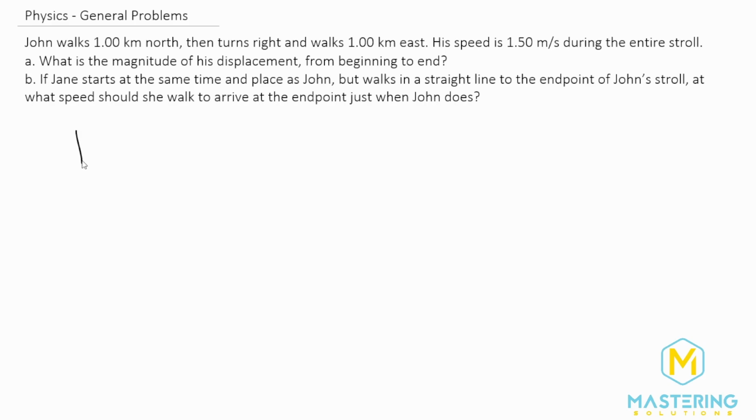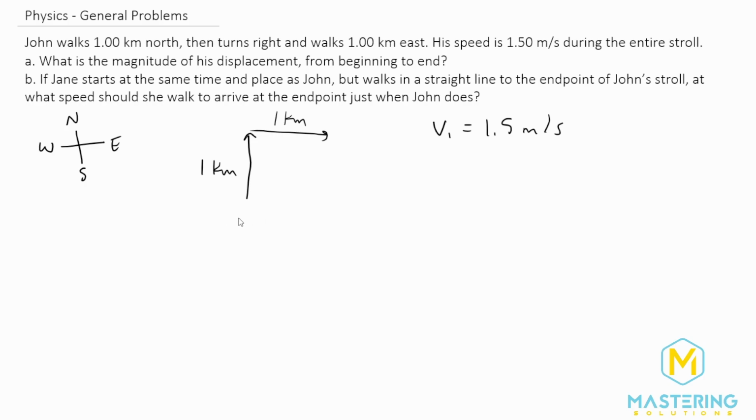So let's start off first by drawing a little compass. We have north, south, east, and west, so we get our directions correctly. And now let's draw a picture of what they say happened. So they say that John walks 1 kilometer north, and then he turns right and walks 1 kilometer east, and then his speed was 1.5, so his velocity was 1.5 meters per second.